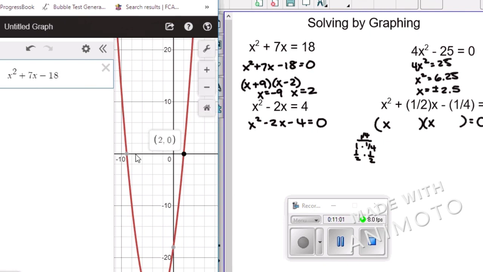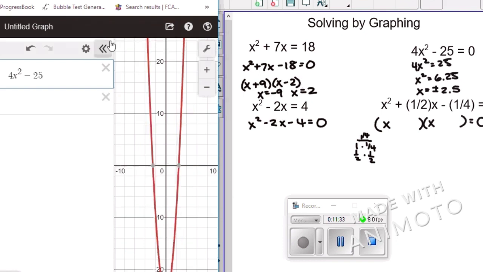Look at that x-intercept. 2, 0. Look at that x-intercept. Negative 9, 0. Look at your solutions. X equals negative 9. X equals 2. So that's really cool, your solutions are your x-intercepts. They're your zeros. They're your roots. All those words mean the same thing. So basically what I'm doing by solving this is I'm finding where our parabola is crossing the x-axis, finding the value of x that makes the equation equal to 0, which is pretty neat.